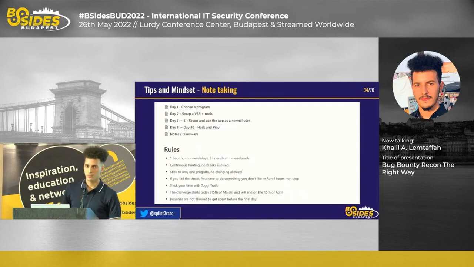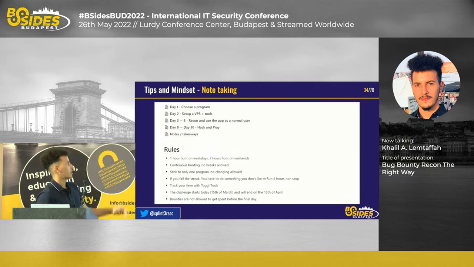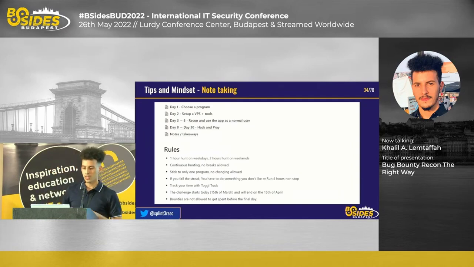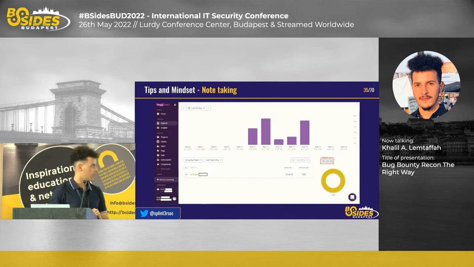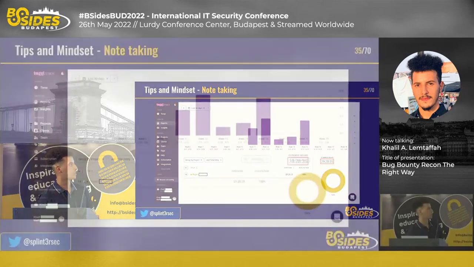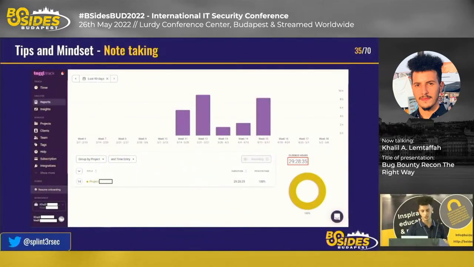And this is a glance at my notes. I divided each week or each day into what I am going to do: choose a program, set up a VPS, tools, recon, and use the app as a normal user, hack and pray. And finally, notes and some takeaways. I also wrote down some rules to not cheat and just to be consistent in this challenge. And this is Toggl Track. As you can see, it gives a pretty good visual analysis of what you did.